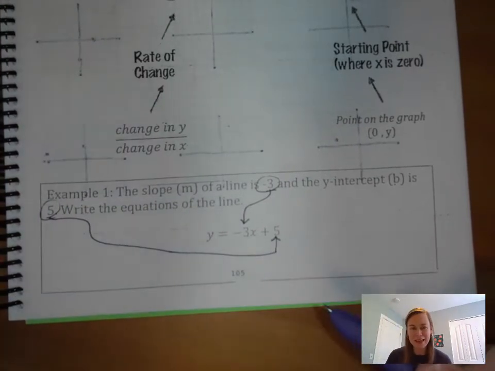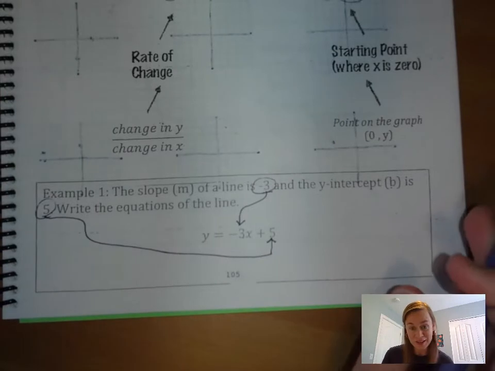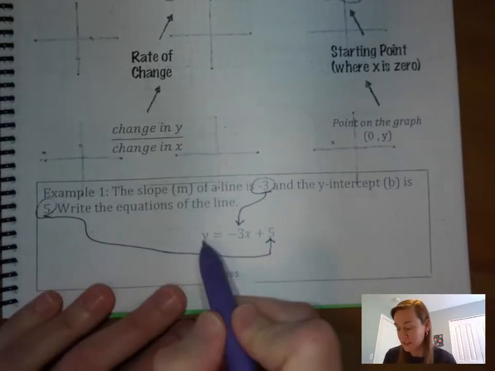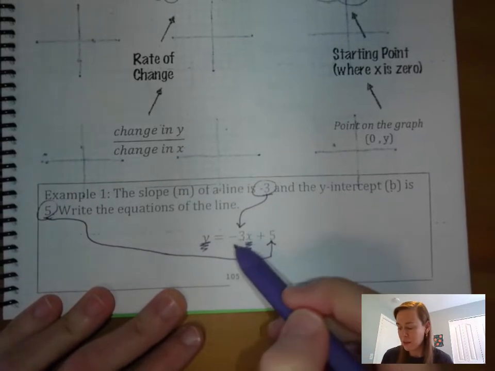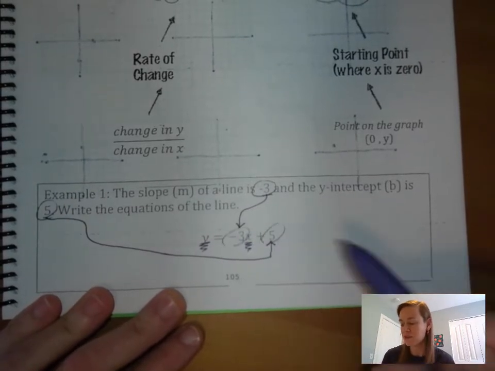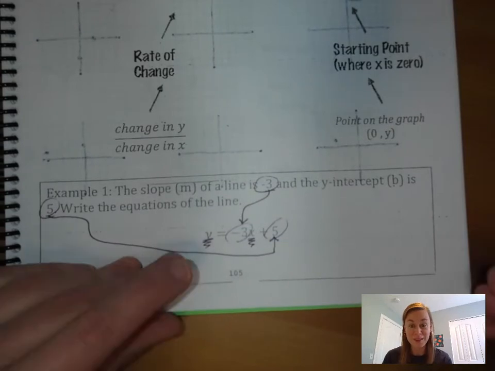So like I said, in your final equation, once you're done with your work, you will still have a y there, and you'll still have an x there. But the m will have turned into a number, and the b will have turned into another number. Okay, let's look at some more examples.